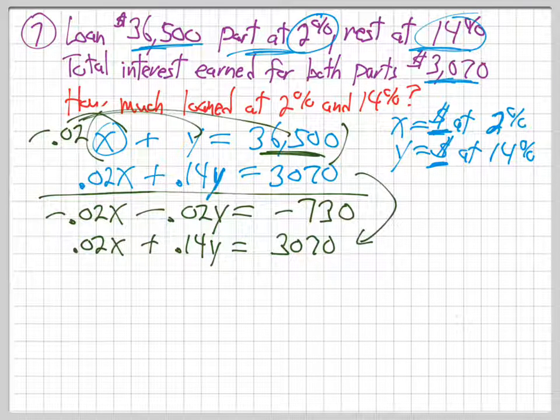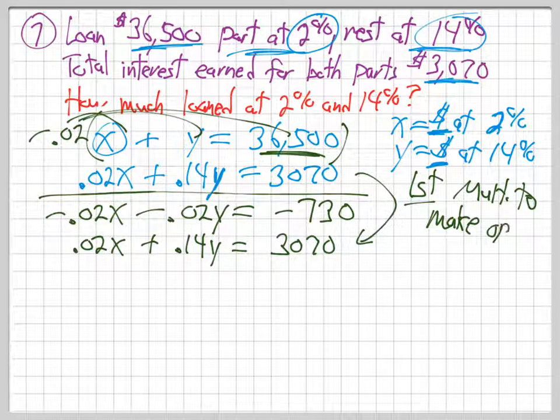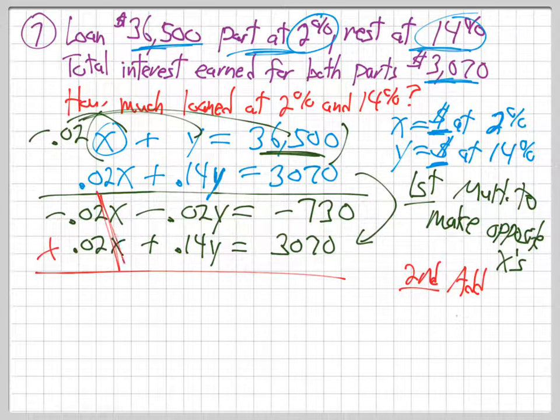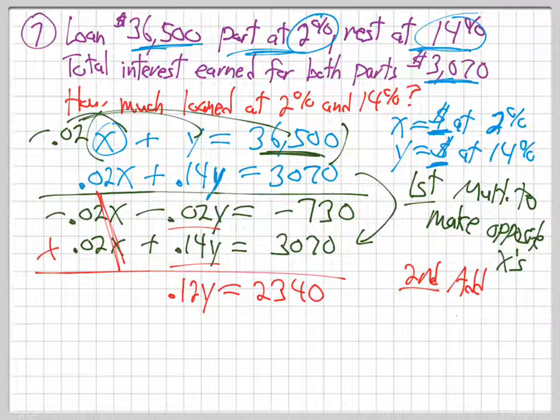I'll just bring it down. So, the first step is you multiply to make opposites, opposite x's in this case. And then the second step is you add them. Now add them up, and those x's cancel. That's because you made them opposites. 0.14y minus 0.02y is 0.12y. 3070 minus 730. I'm getting 2340. And then finish solving for y there. Divide by 0.12.